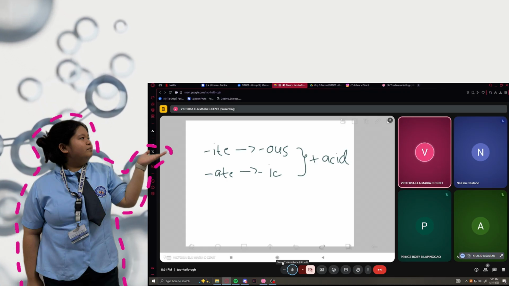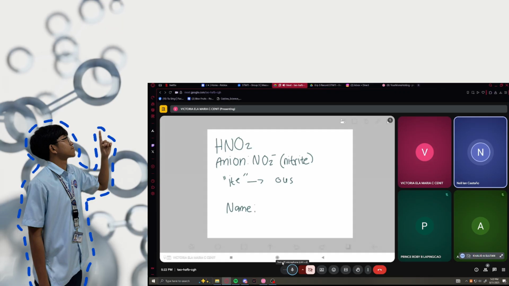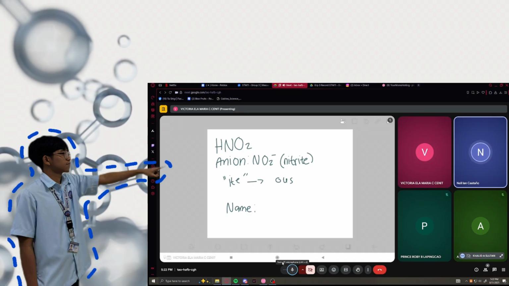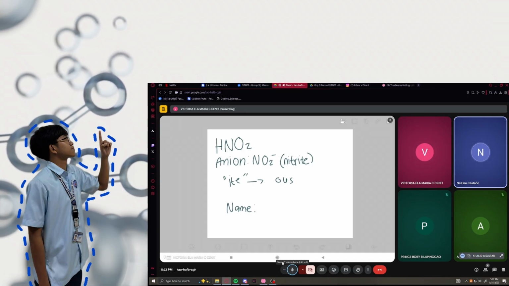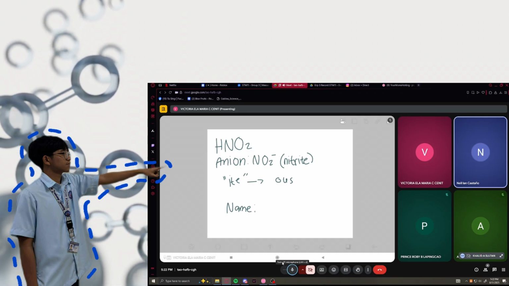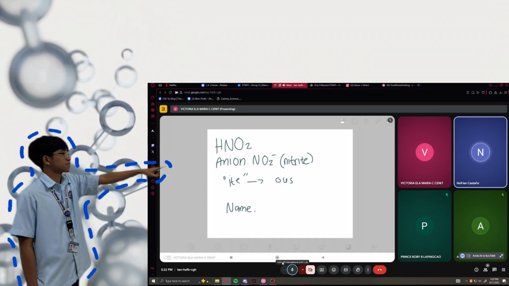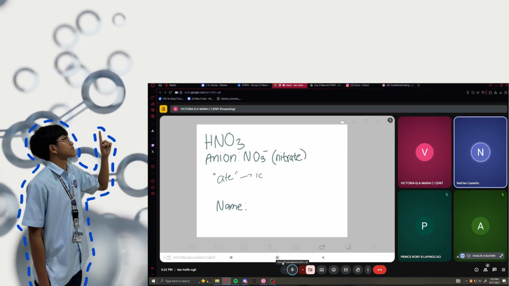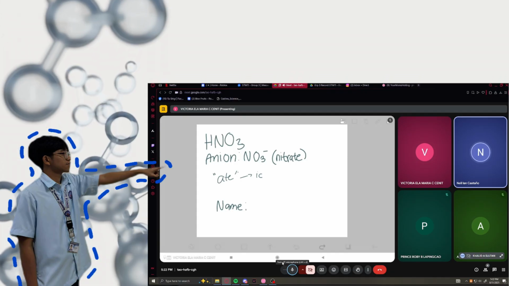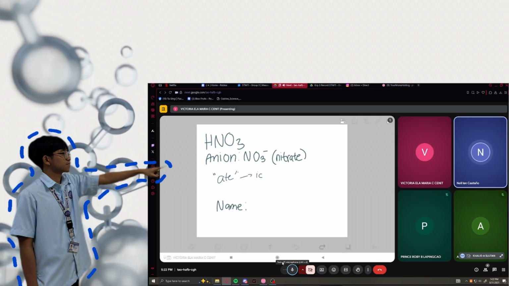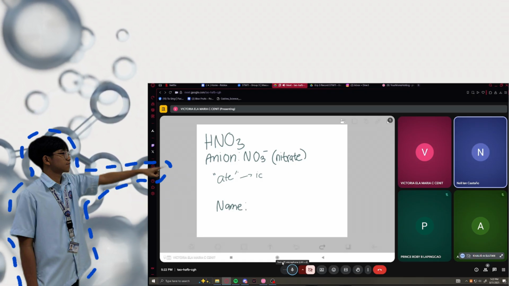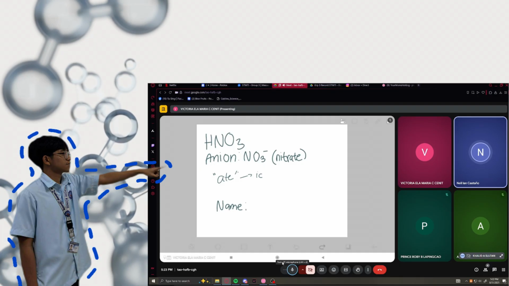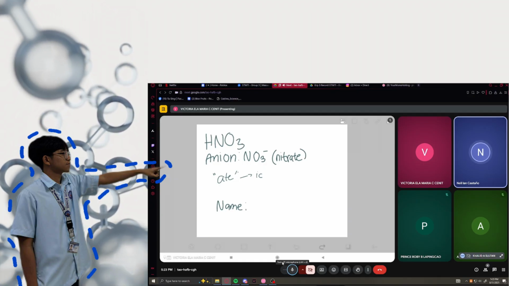Let's try three examples. For the first example, we will be using HNO2. The anion is NO2 negative, which is nitrite. Since the suffix is ite, we will change it to ous. So, the name will be nitrous acid. Now, for the second example, it is also HNO, but it's 3. The anion is NO3 negative, which is nitrate. Since the suffix is ate, we will change it to the suffix ic plus acid. So the name will be nitric acid.